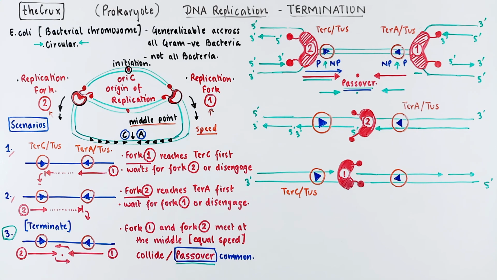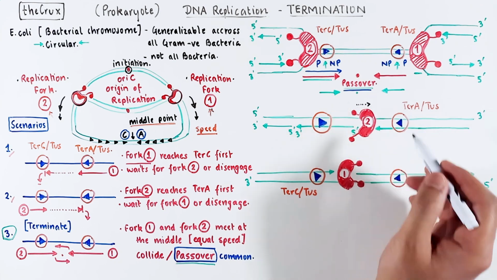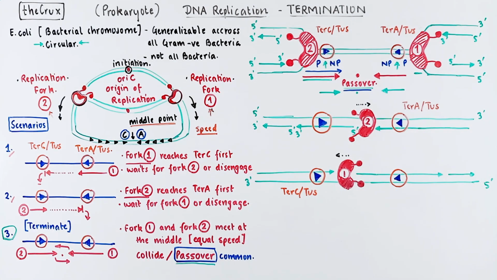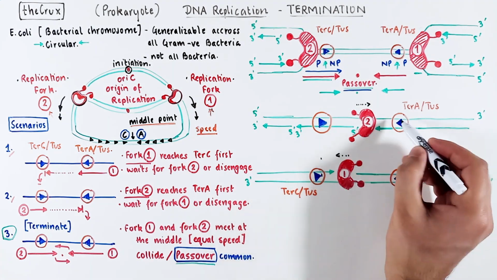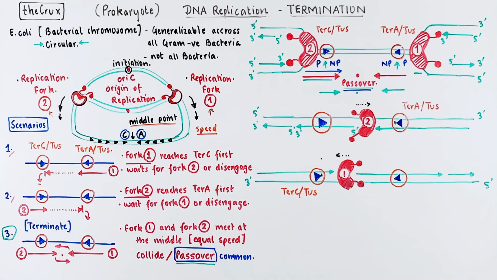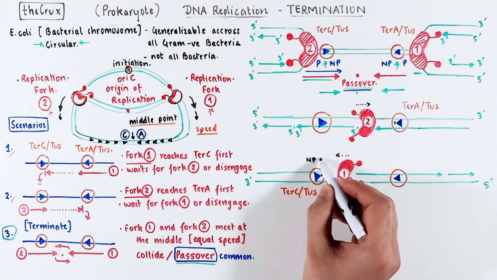The replisomes are not in their traditional replication fork form, so they will not make any new DNA at this point, but instead they just keep moving in their respective directions. But both will stop as they hit the non-permissive side of the Ter-Tus complex.